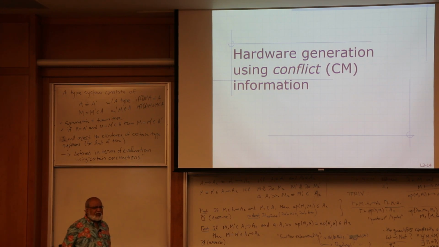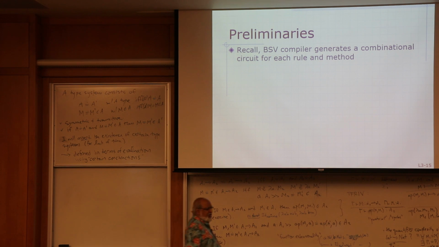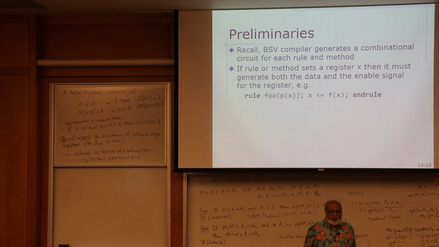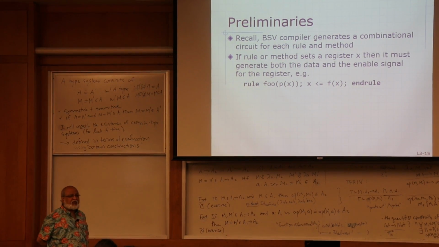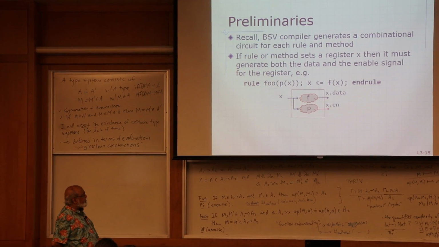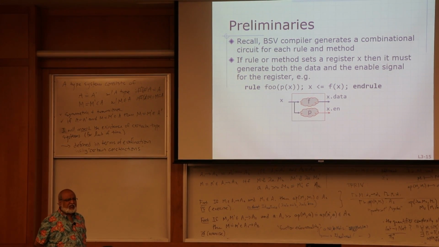Okay. So what I want to briefly give you a glimpse of is how hardware generation is affected by this conflict information. Preliminaries: recall from last time that the BSV compiler generates a combinatorial circuit for each rule and each method. A rule or method that sets register X must generate both the data and enable signals. In this example you have rule foo, which has a guard P of X, and if the guard is true, then you set X equals F of X.